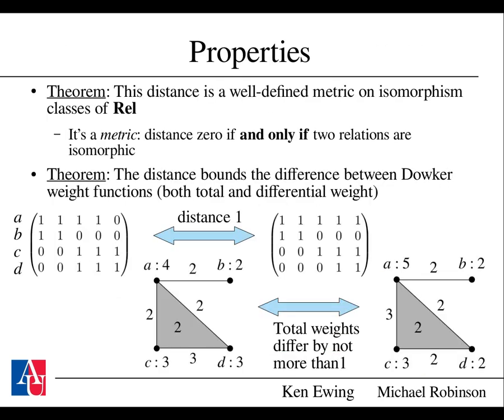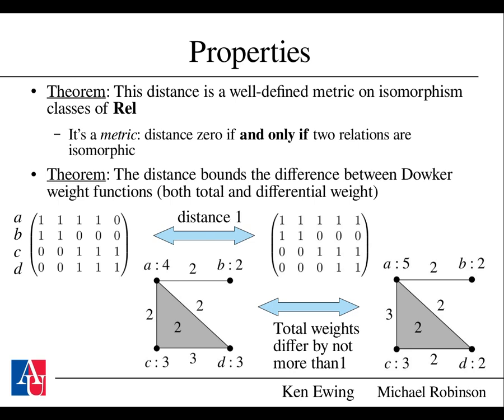In fact, amazingly enough, this distance is a well-defined metric on the isomorphism classes of the category of relations I defined earlier. What that means is, of course, if you shuffle the columns, you don't change the isomorphism class, and in fact, you don't change the distance either. It is, in fact, a metric. Distance is 0 if and only if the 2 relations are isomorphic, so that's pretty cool.